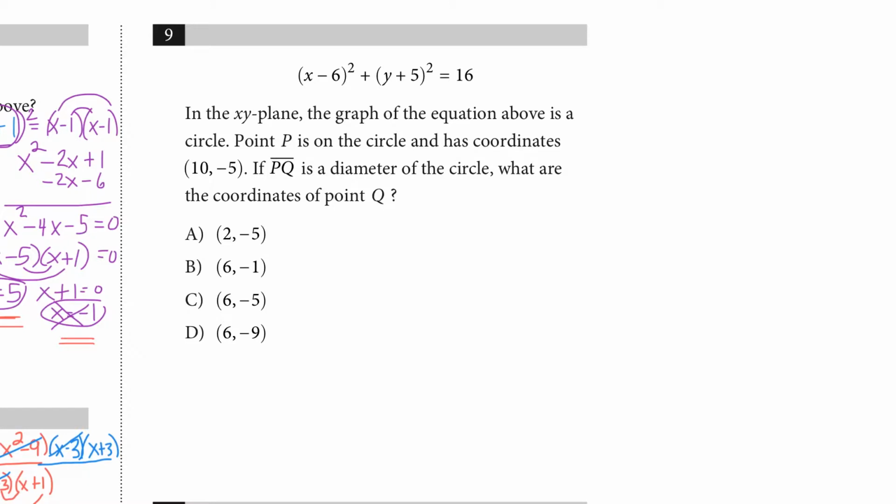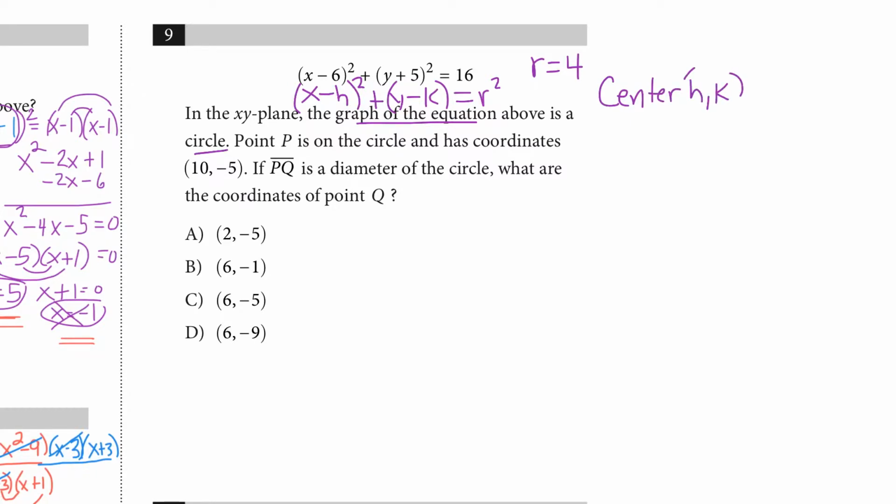Okay, problem number 9, we have the equation of a circle, x minus 6 squared plus y plus 5, this quantity squared equals 16. It says that the graph of the equation above is a circle. And the equation of a circle is x minus h squared plus y minus k squared is equal to r squared. So the radius here is 4. This tells you if r squared is equal to 16, we know that we have a circle of radius 4. And also the center of this circle is h, k.